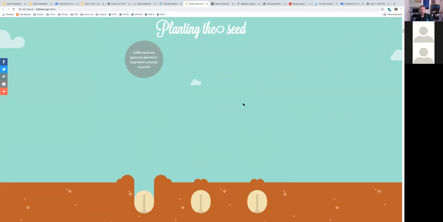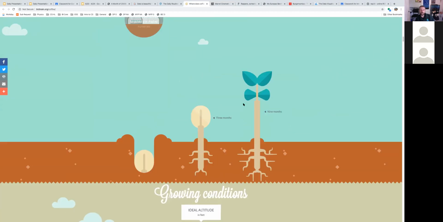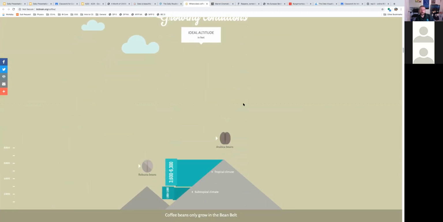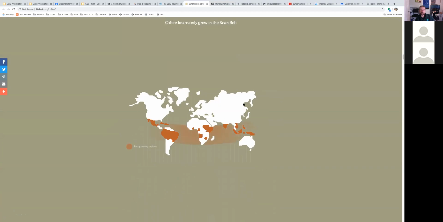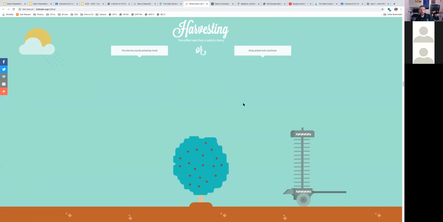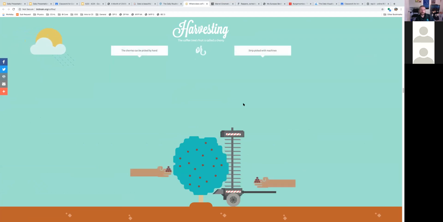So as I'm scrolling down, that's all I'm doing. I'm scrolling down, I'm not clicking on anything. It's showing me this whole lifespan of coffee, where coffee comes from, and all these different visualizations. All I'm doing is scrolling. It's doing all the work, but it's interactive. So it's kind of cool.